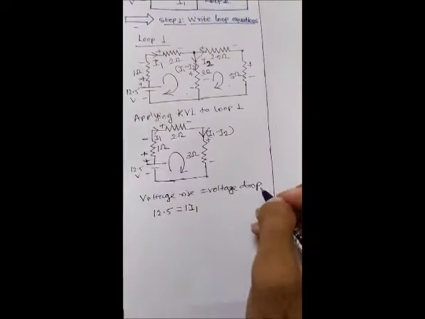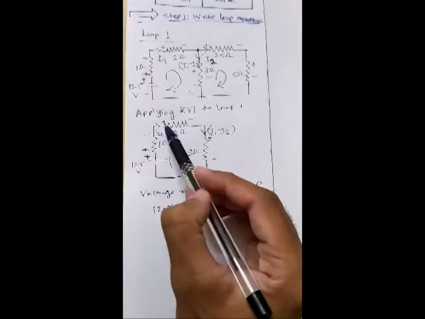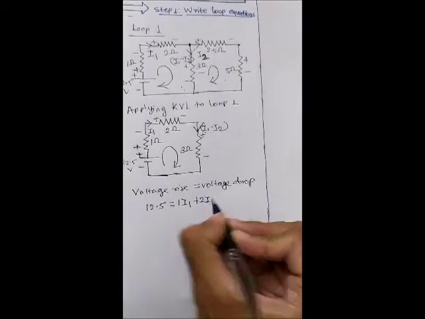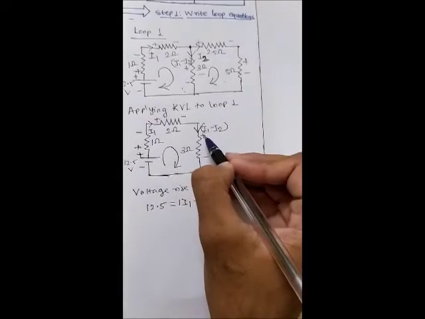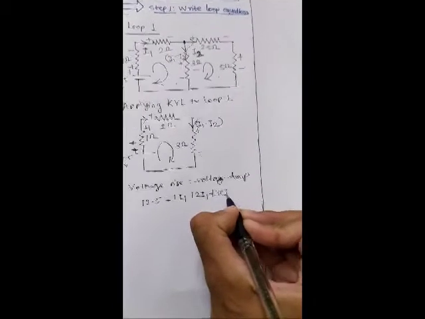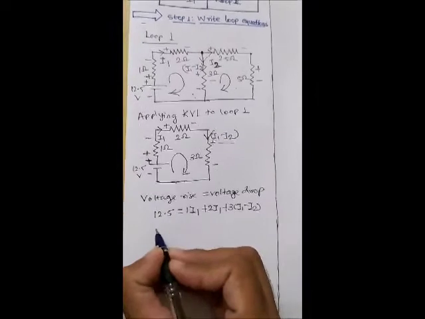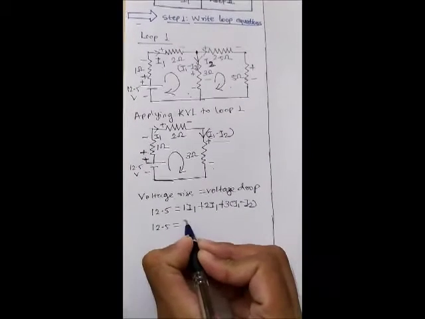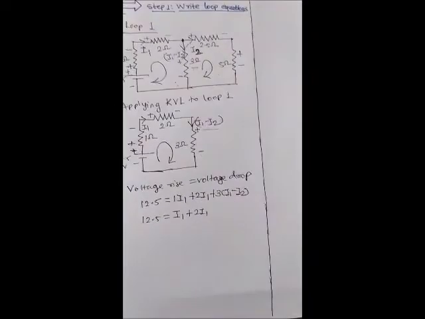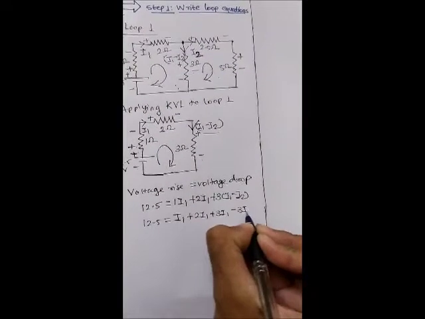Now summation of voltage drop will take place here. Current again flows from plus to minus, means voltage drop is taking place. So it is 2 I1, and again voltage drop is taking place from plus to minus in the 3 ohm resistance, so it is 3 into I1 minus I2. So current flowing is I1 minus I2. So the equation becomes 12.5 is equal to 1 into I1 is I1 plus 2 I1, solve this bracket, plus 3 I1 minus 3 I2.